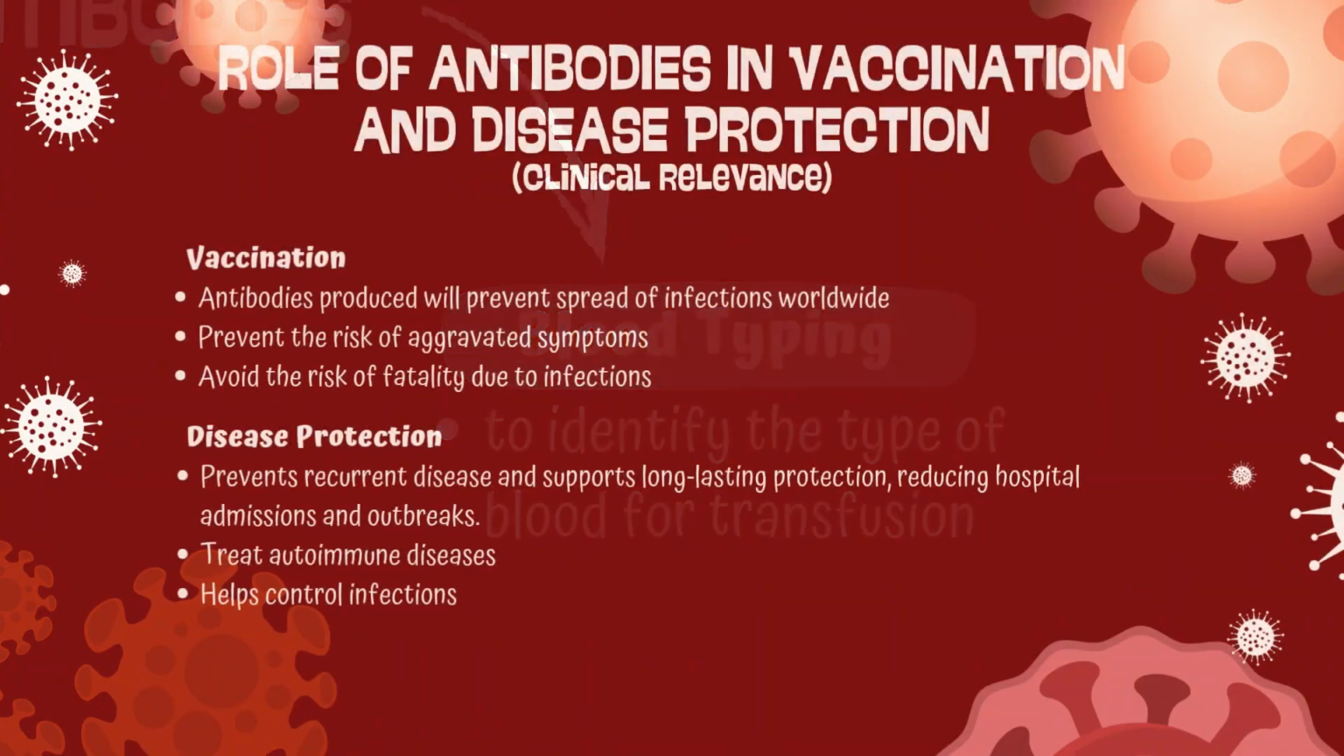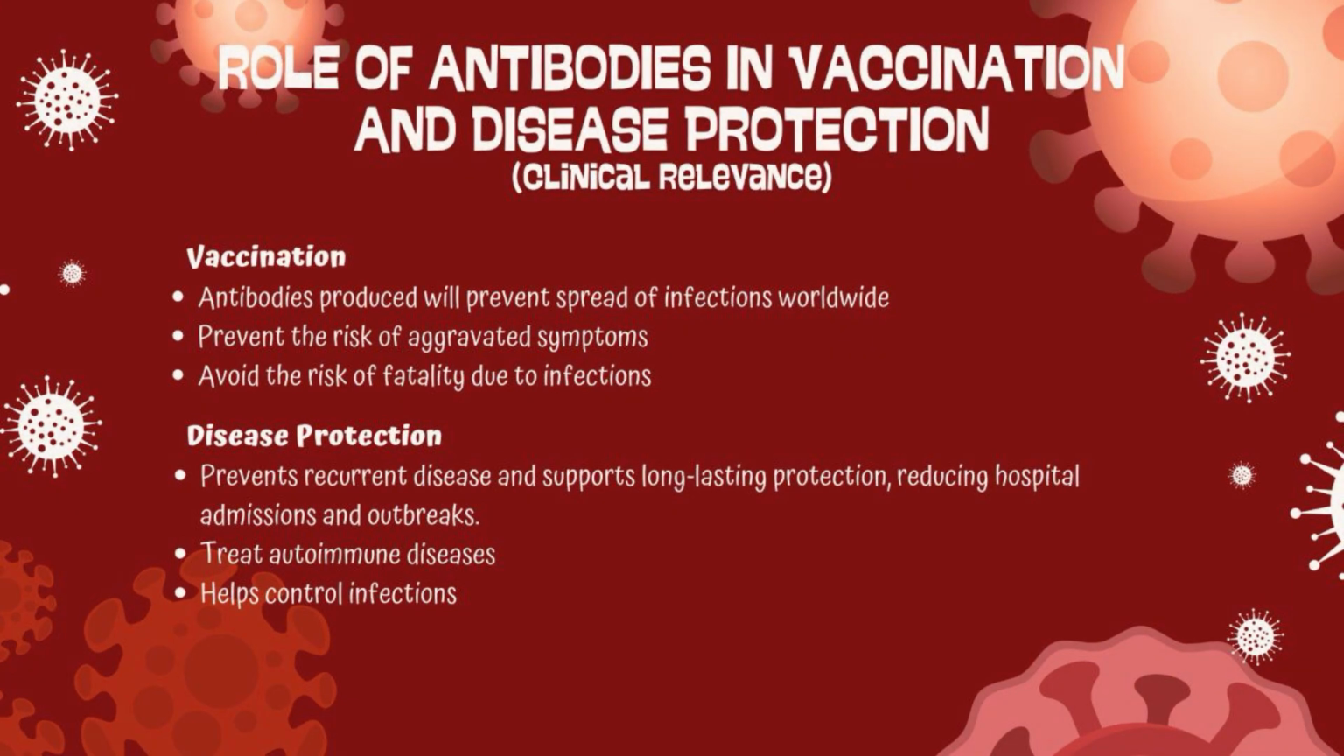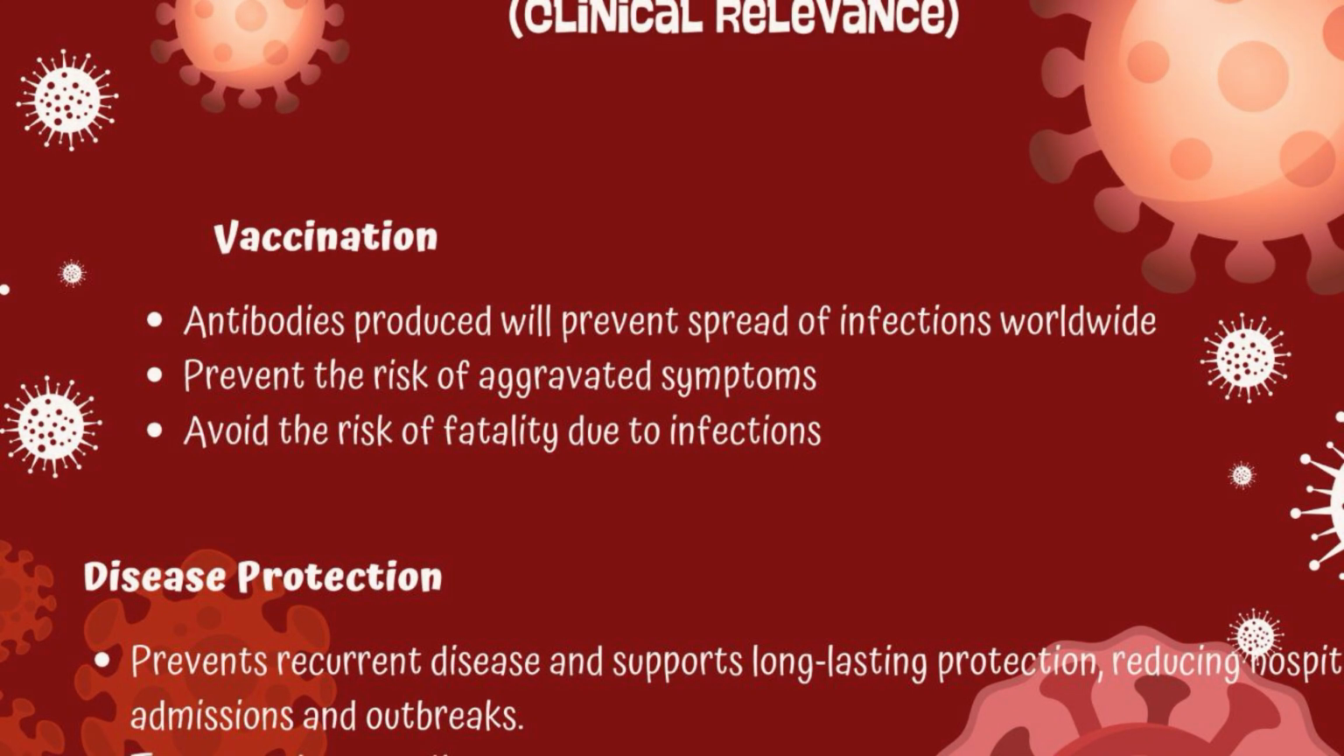Antibodies play a major role in how vaccines work and how the body protects itself from infections. Clinically, they are essential for preventing disease, reducing severity, and controlling outbreaks. First, in vaccination, antibodies are produced in response to the vaccine's antigen. These antibodies help the body recognize the pathogen early, so when a person is exposed in the future, the immune system can respond much faster and more effectively.